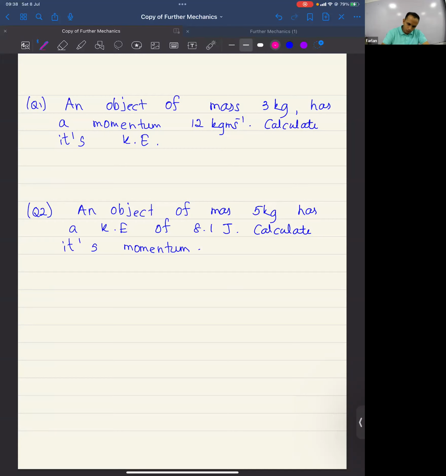So guys, simply you use E equals P squared over 2m. So the momentum is 12 squared over 2 into m, which is 3. So 12 squared over 2 into 3, that is 24. Is it? 24.